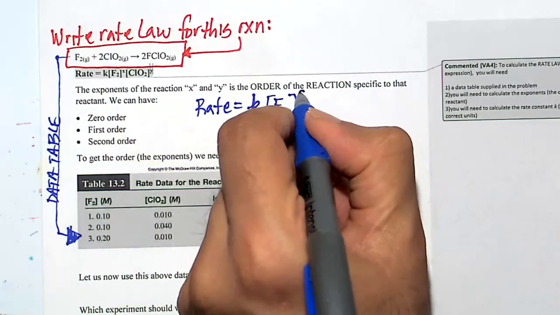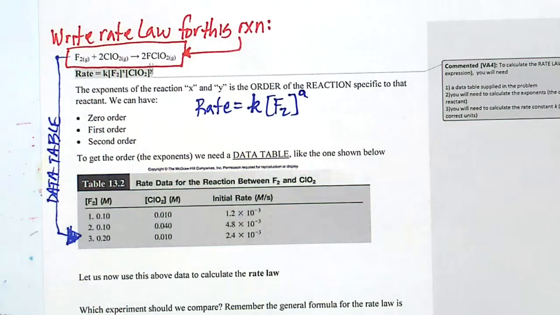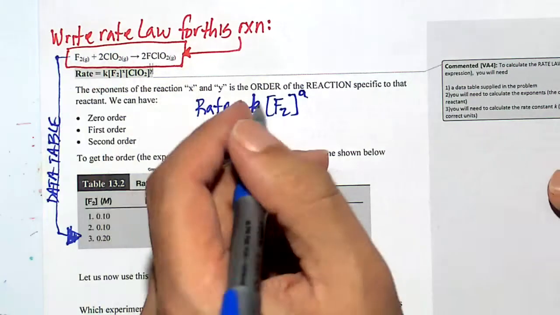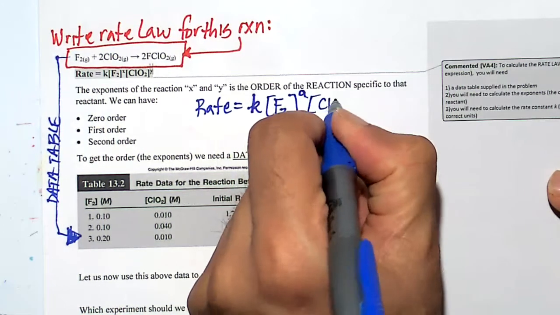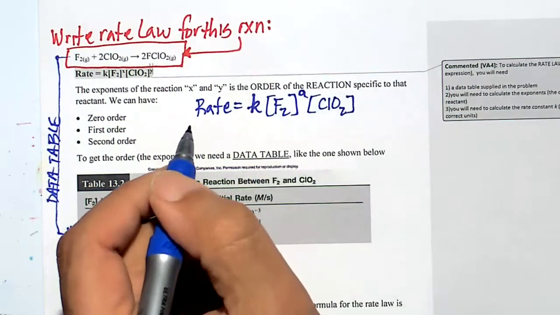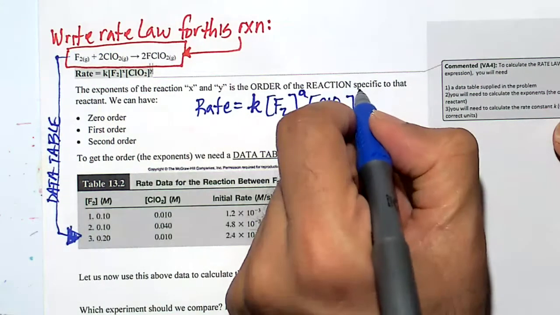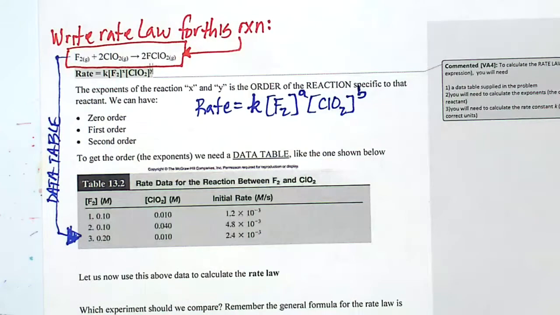so I'm just calling that A. You can call it B, C, X, Y, whatever. That's one reactant, times the concentration of the second reactant, because there's two reactants here, raised to the power of B, the order of that reactant. It could be raised to the power of X, Y, Z, doesn't matter.